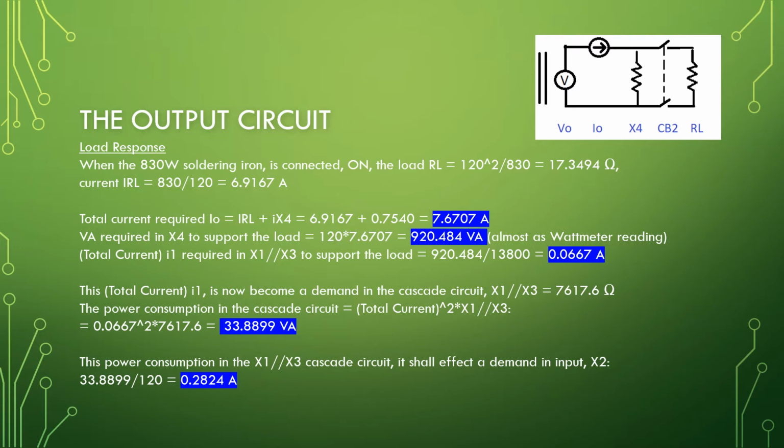The power consumption in the Cascade circuit equals total current squared times X1 parallel X3 equals 0.0667 squared times 7,617.6 equals 33.8899 VA. The power consumption in the X1 parallel X3 Cascade circuit shall effect a demand in the input X2.